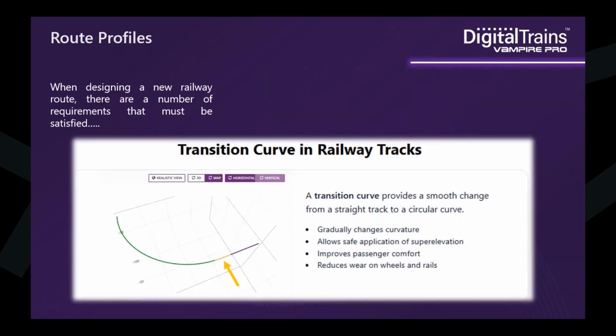Therefore, all railway tracks consist of many straight and curved sections, and in order for a train to transition smoothly between a straight section and a curved section, or between two curves of different radii, transition curves, shown here in the orange line, are used. These curves gradually change the curvature of the track as the train enters or leaves a curve.